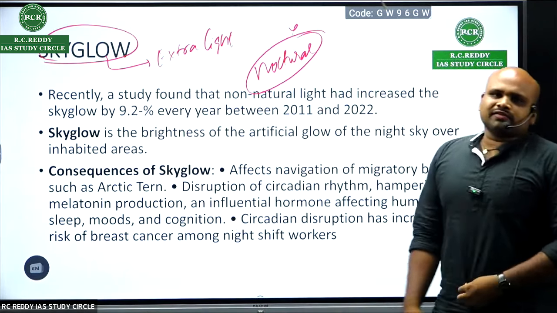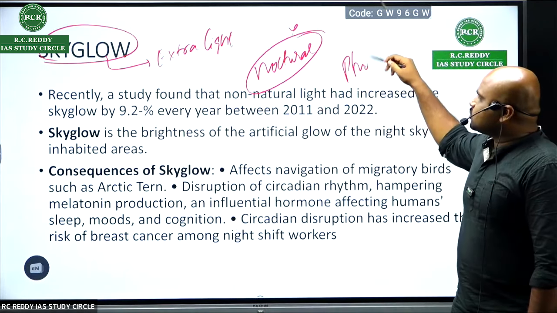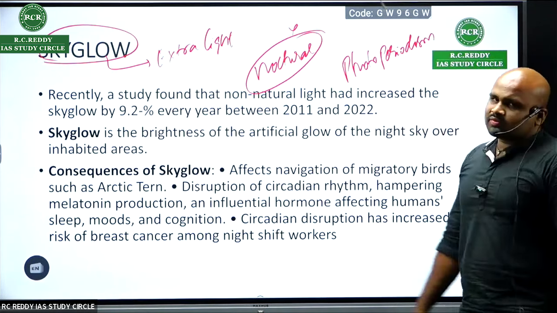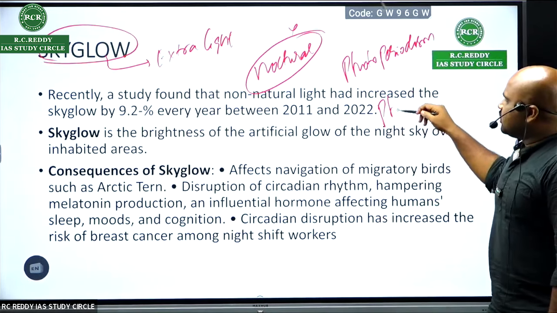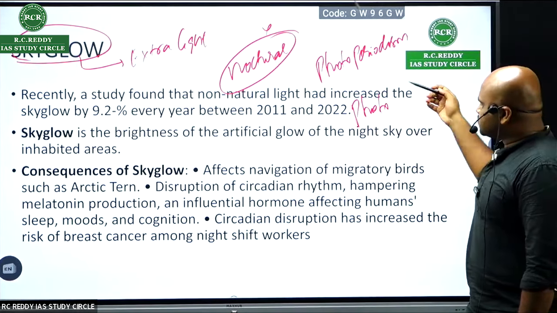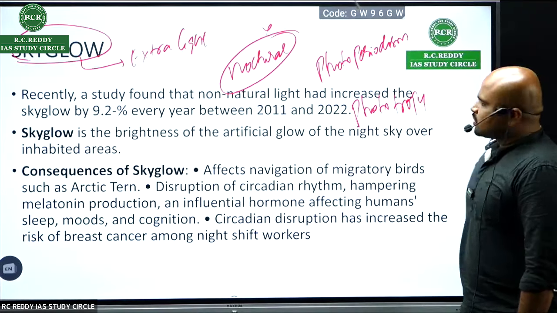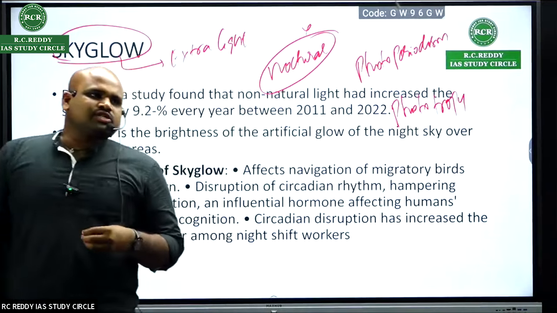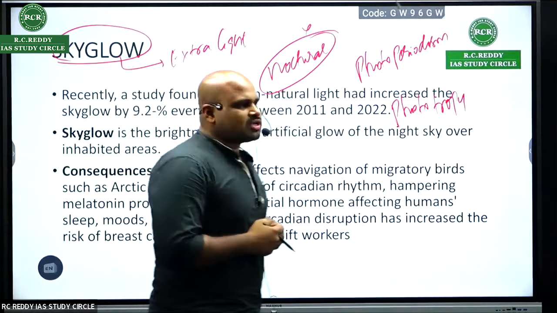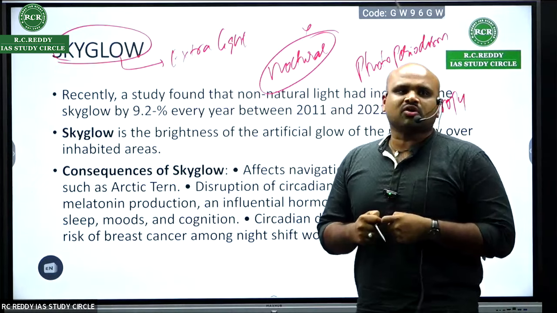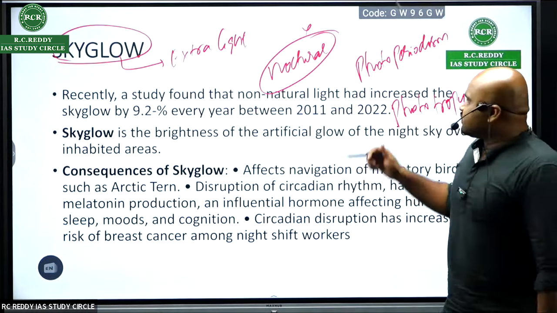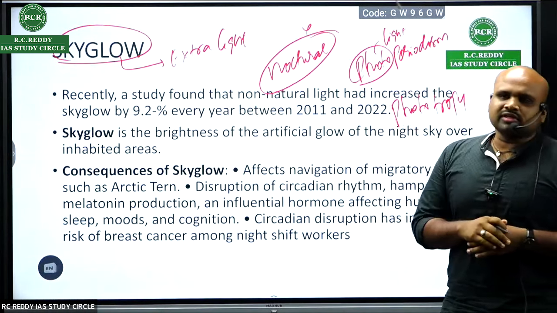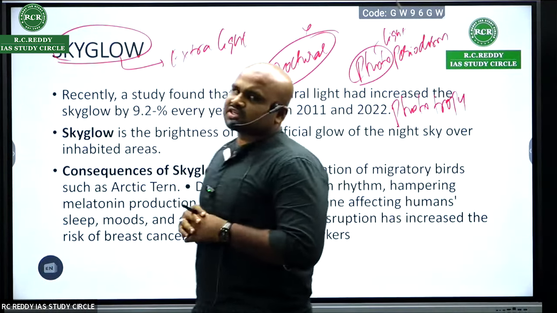There is one particular phenomenon here, which is called photoperiodism, and there is one more phenomenon called phototropy. When you talk about photoperiodism, it fundamentally talks about how the metabolism of an individual species varies according to the light. And when we say photo, photo simply means what, my dear? Light.